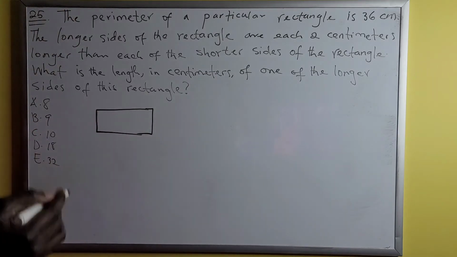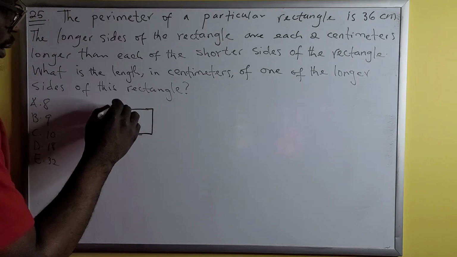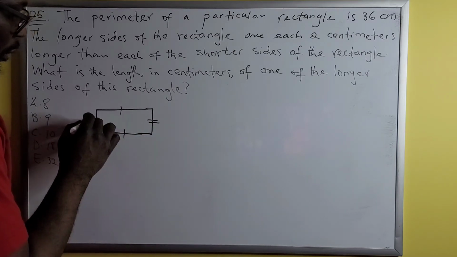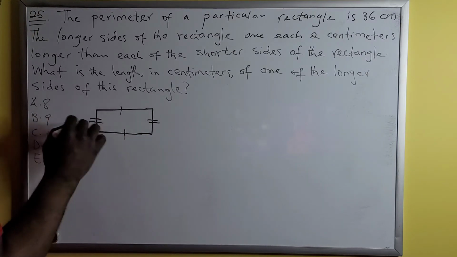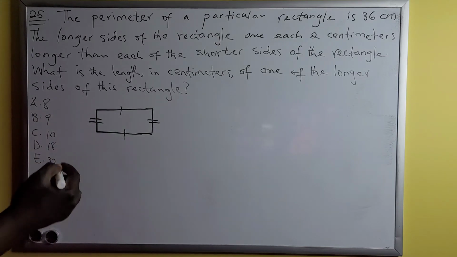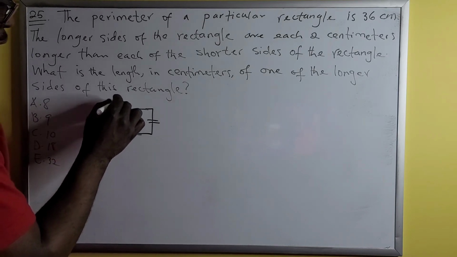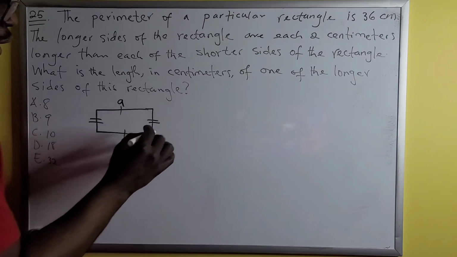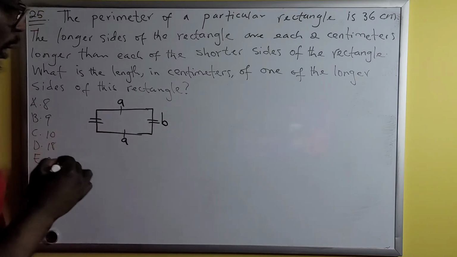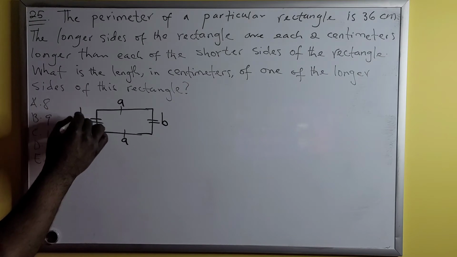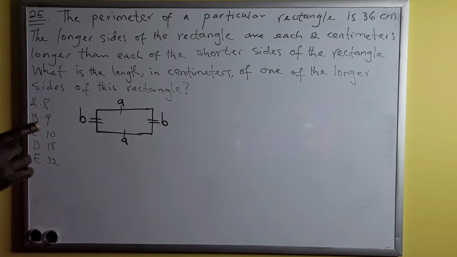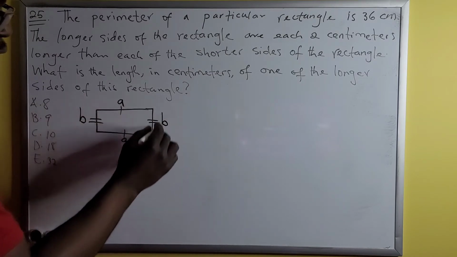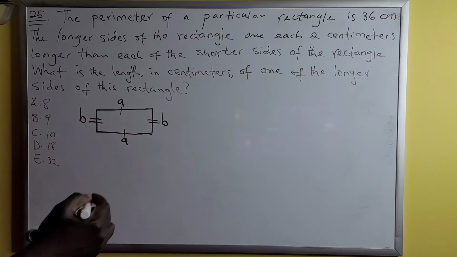The rule of a rectangle is that this side is equal to this side, and this side is also equal to this side. Opposite sides are equal. That's the rule of a rectangle. So if you have A here, it means that this is going to be A. If you have B here, it means that this side is going to be B. Also, the perimeter of a rectangle is the addition of all sides of that rectangle.